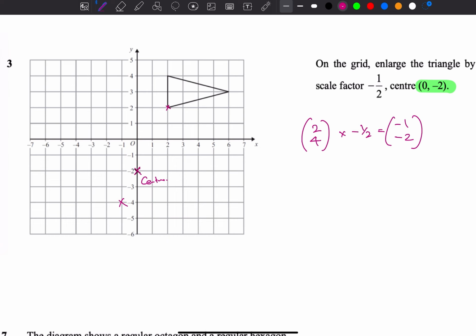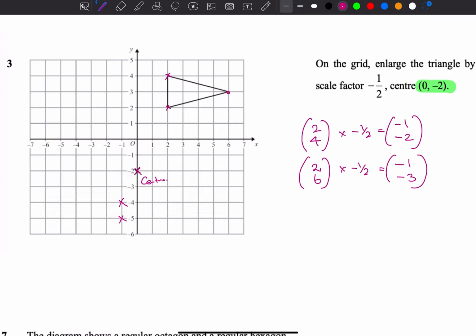Okay, now how to go to that point? So you go 2 right, 1, 2, 3, 4, 5, 6, 6 up. 2 right, 6 up. Times it by a scale factor of minus a half. That gives you minus 1, and then 6 times minus a half, minus 3. So 1 left, 3 down, which will be here from the center, right?